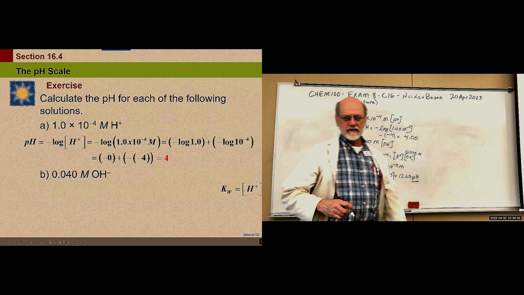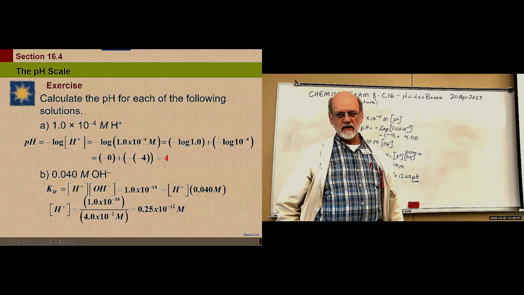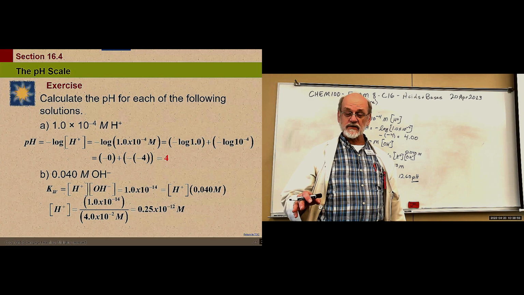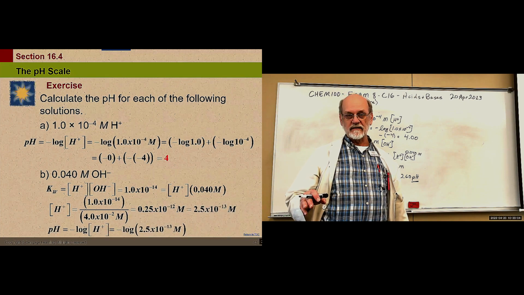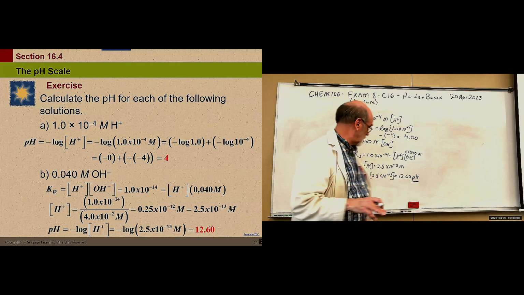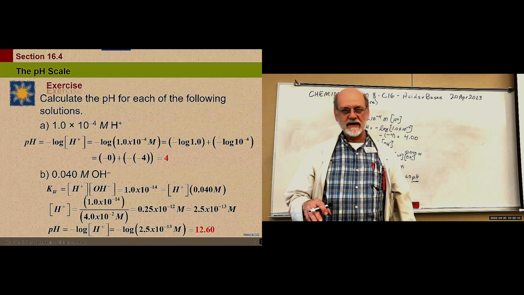Okay, so let's see. Got some animation here. Here we go. Calculate your hydrogen ion concentration. And then take the negative log of that. And you get 12.60. All righty.